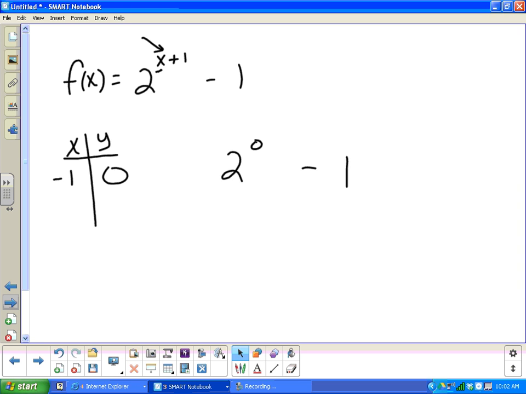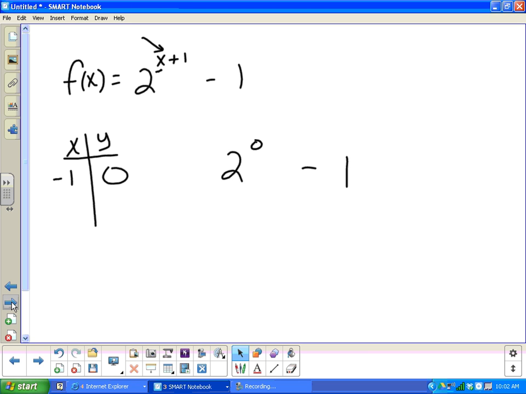Okay. Usually the hardest part for people is the y coordinate. It's plugging it in. All right, so remember, we're not to the horizontal asymptote yet. We're just getting the two ordered pairs. That's what made the exponent 0.